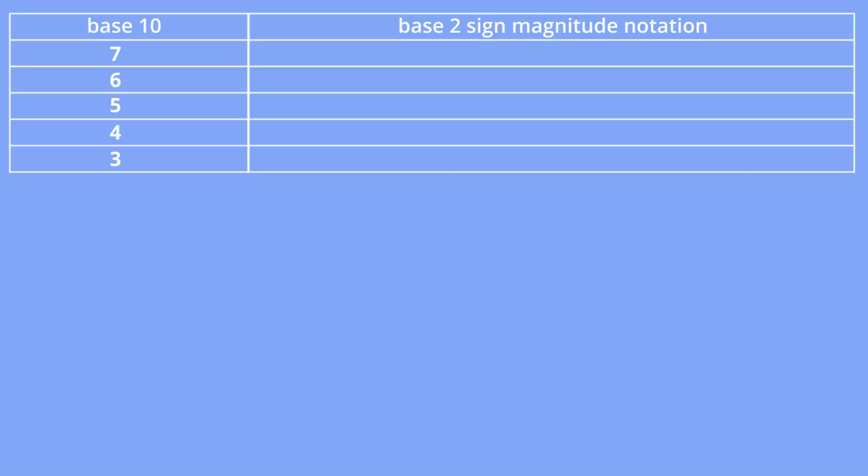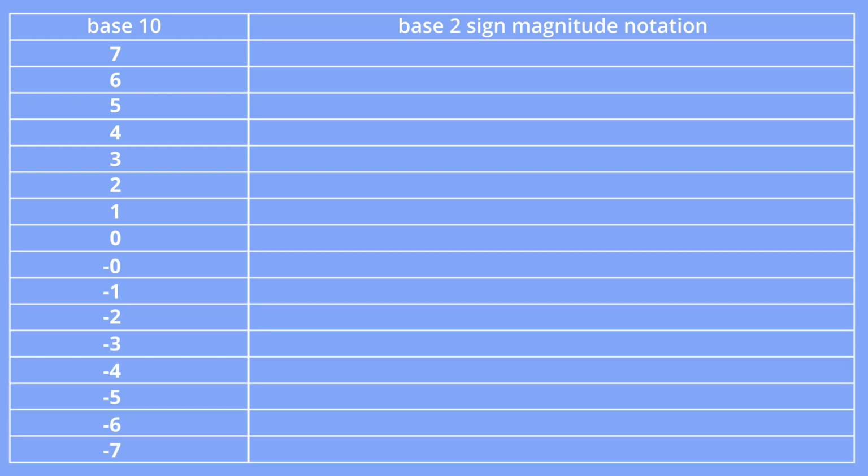Let's write out all the binary numbers of 4 bits in sign magnitude notation. For positive 0, we have 3 zeros in the magnitude bits and 0 in the MSB sign bit. For negative 0, we leave magnitude bits the same and change the MSB sign bit to 1. For 1, we have 0, 0, 1 in the magnitude bits and 0 in the MSB sign bit. We leave magnitude bits the same for -1 and change the MSB sign bit to 1, and so on.